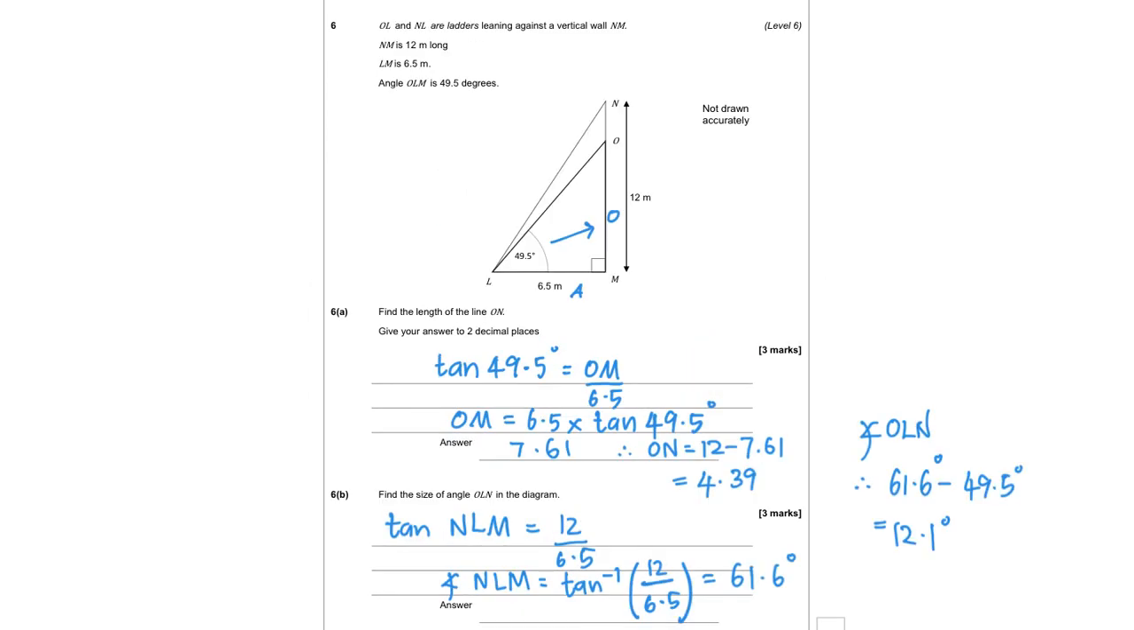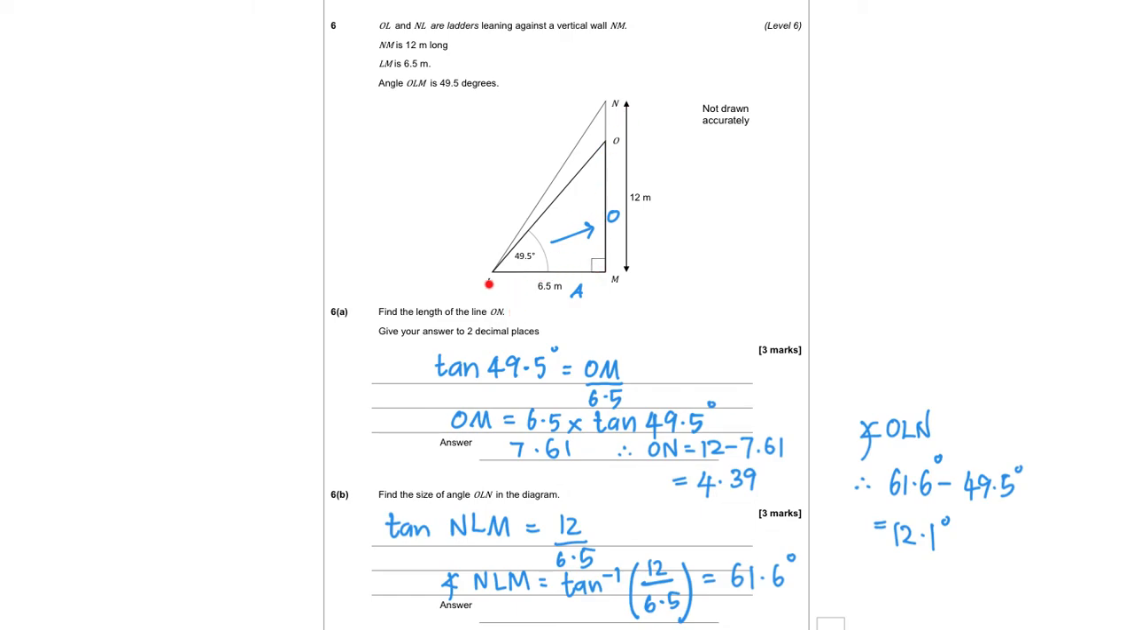So this is the last question. Okay, find the line ON. So we want to find ON, a bit here. We know the full stretch is 12 meters, but we do not know the OM. So if we can get the OM, we can subtract from 12 and we can get the bit here, which is ON that we are looking for.